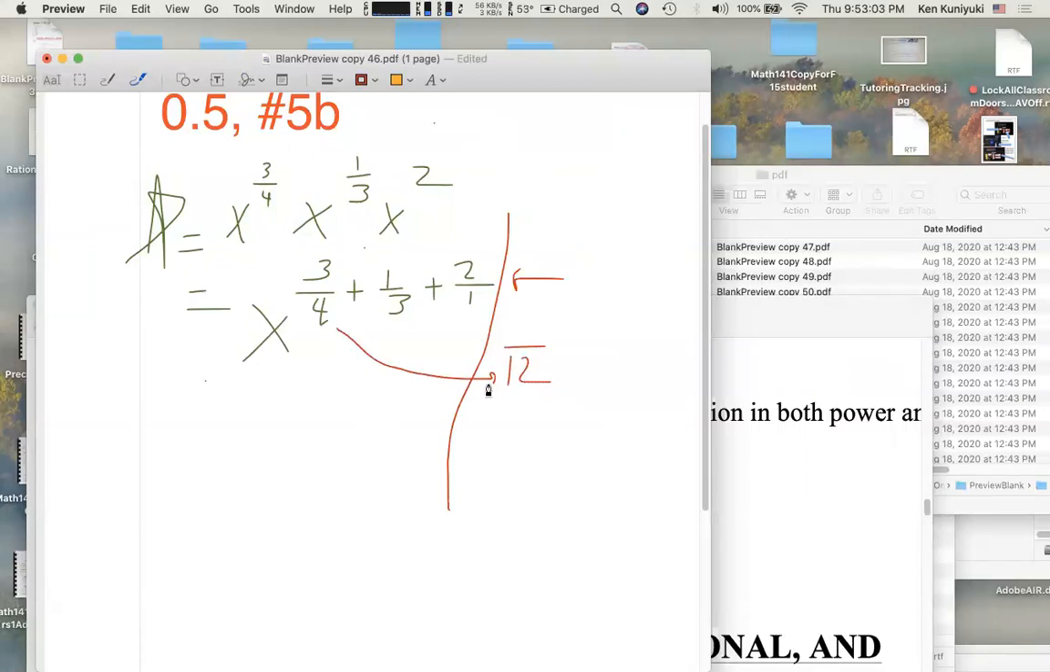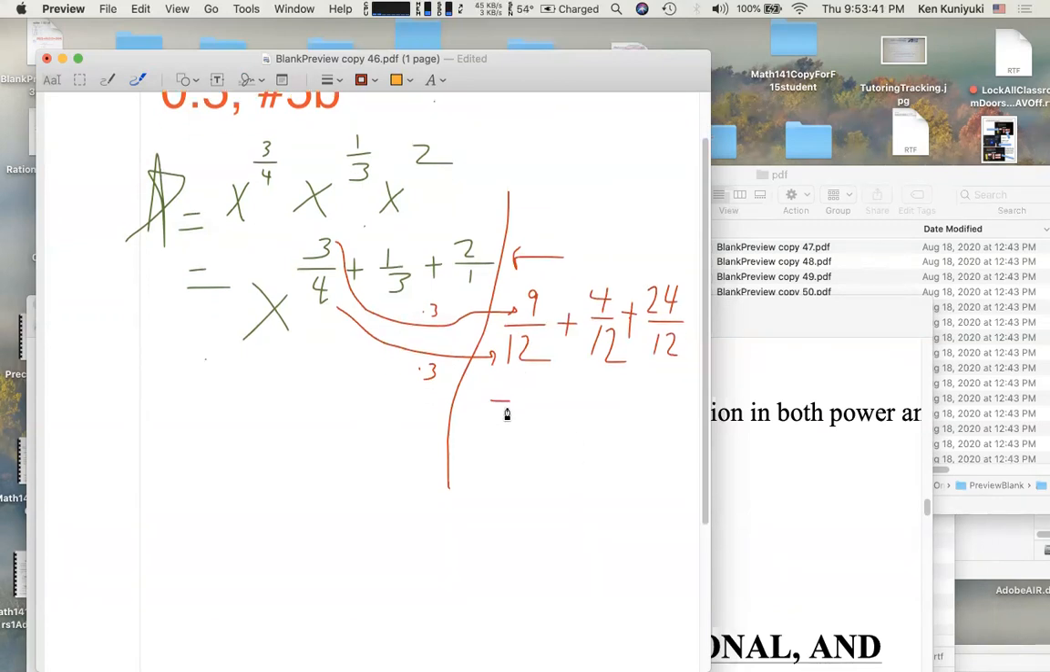Four times 3 is 12. 3 times 3 is 9. So 3/4 is 9/12. I'm multiplying by 3 on the top and the bottom. Again, I'm multiplying by 1. 3/4 times 3 over 3 is 9 over 12. Similarly, if you multiply top and bottom by 4, 1/3 is 4/12. Multiply top and bottom by 12, you get 24 over 12.